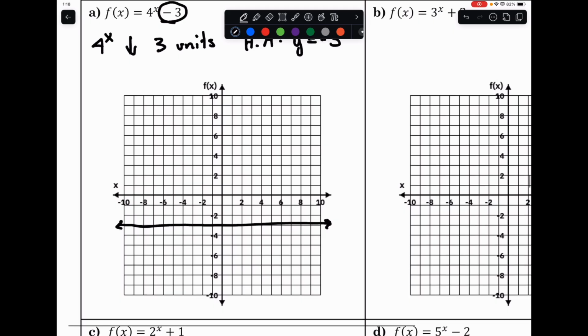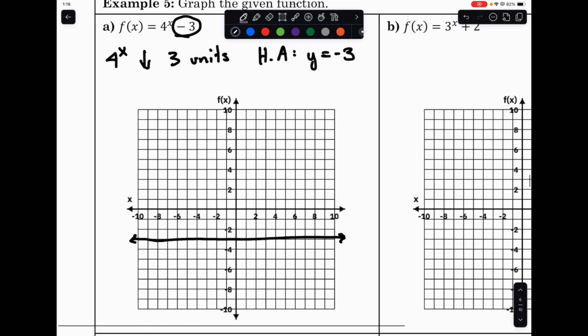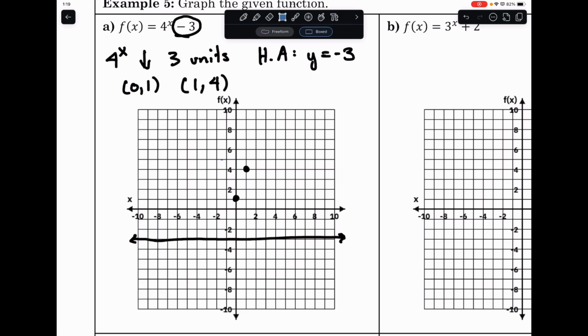Now, everything else obviously also moves down 3 units. So our y-intercept of (0, 1), which is here, and our other point (1, 4), because the base is 4 at 1 the y value would be 4, are also going to move down 3. So 1, 2, 3, and it's going to put them right there. So the graph will look like this.